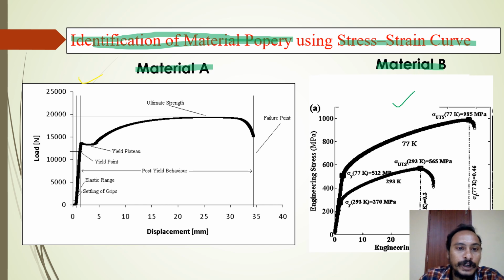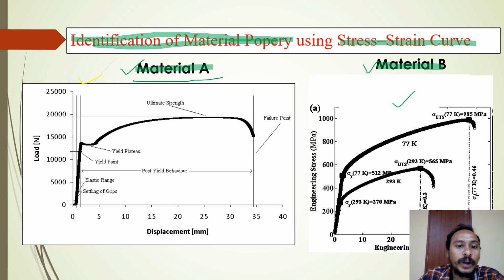From the first graph it was identified that the graph obtained for material A looks just like the stress strain curve for a ductile material, and the graph obtained for material B looks like the typical stress strain curve for brittle materials. This indicates that material A will behave as ductile in nature, and material B will behave as brittle in nature.